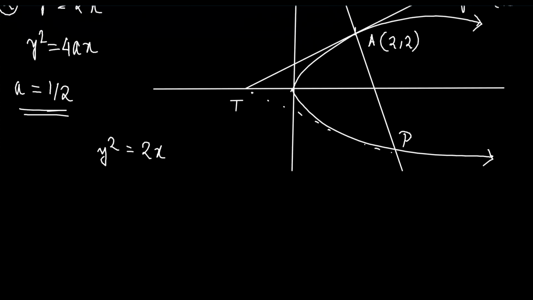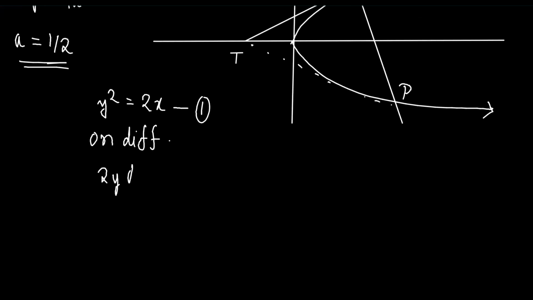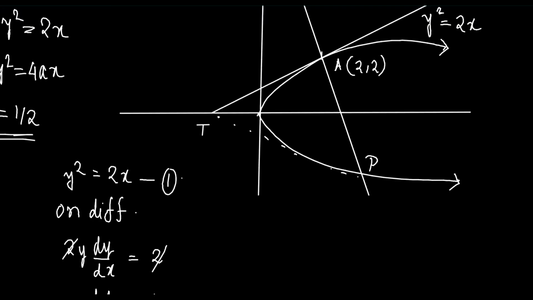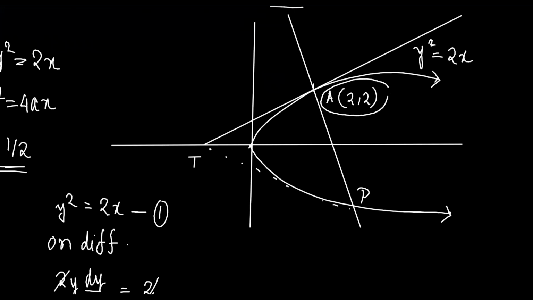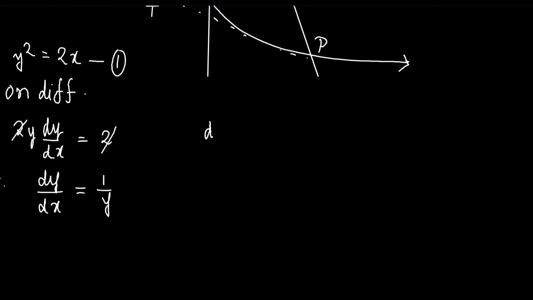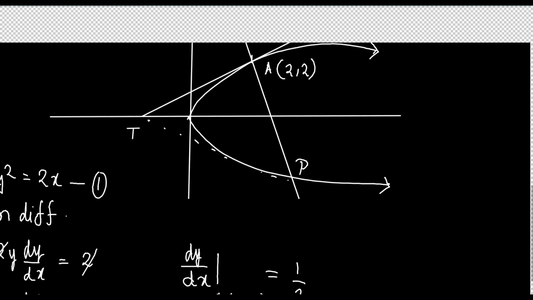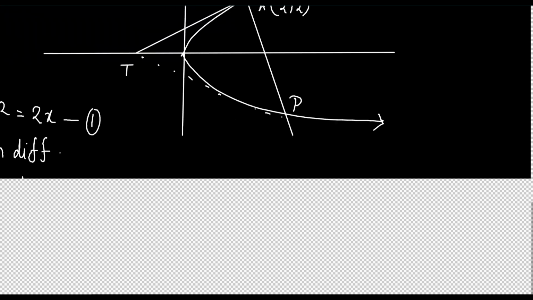Now if we differentiate this, on differentiating, what do we get? 2y into dy/dx is equal to 2. Therefore the 2s cancel, so dy/dx will be 1 by y. Now we have to find the slope of the tangent at this particular point (2, 2). So we find dy/dx at point A, that is (2, 2). So it will be 1 by 2.